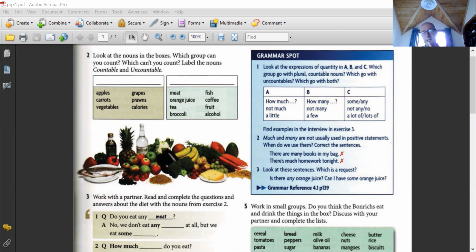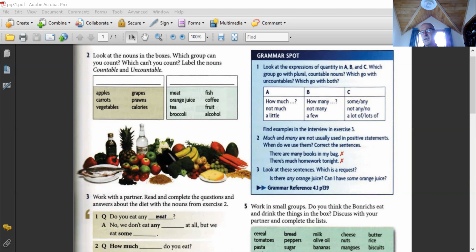So how much, not much, a little. Does that go with countable nouns or uncountable? So if we're using the word much or a little, is that for countable or uncountable? Let's see if we put the word water in there. How much water? Not much water. A little water. Does that sound okay? How about if we put carrots? How much carrots? Not much carrots. A little carrots. Wrong or right? I think... no, actually, I'll tell you what I think next week.